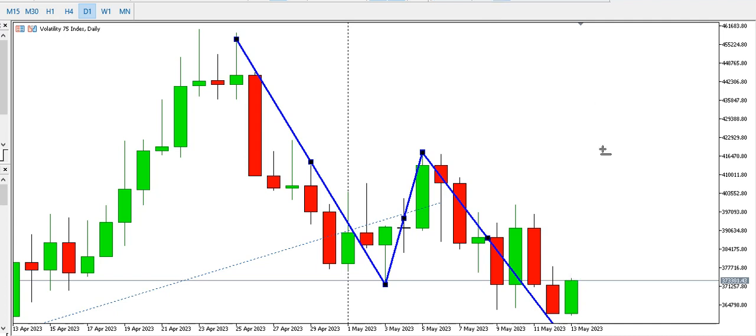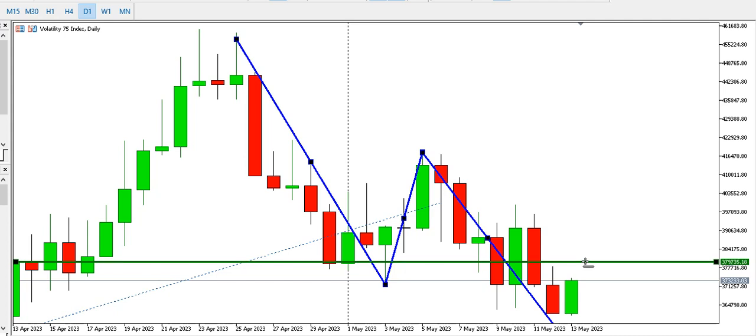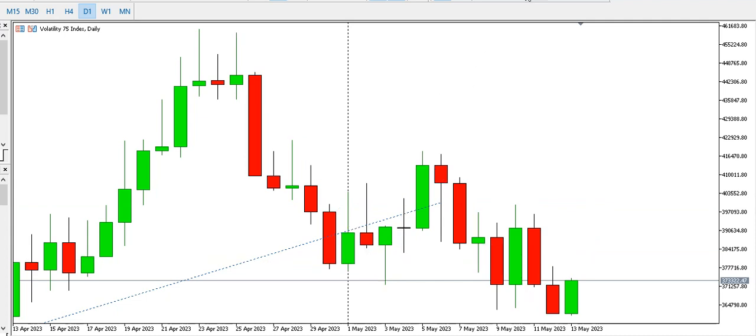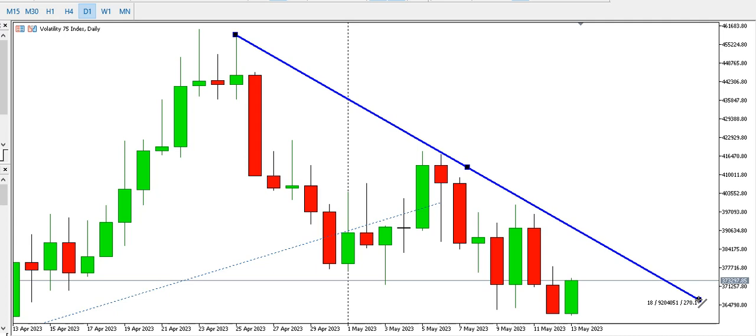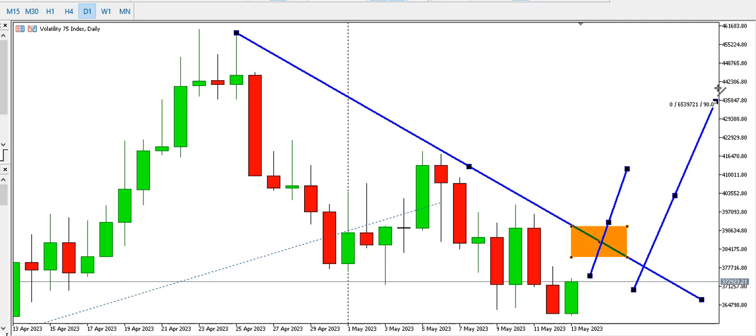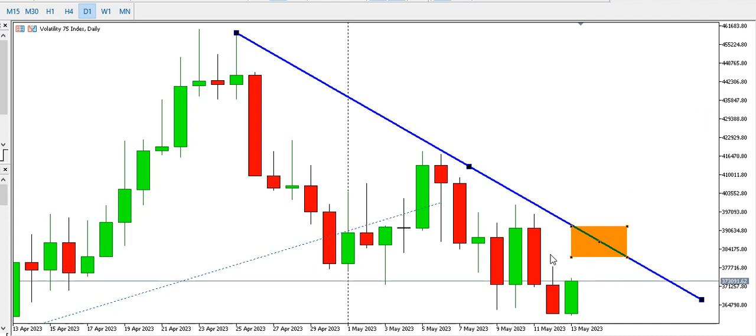If the buyers can push price above yesterday's high, and if we can close above yesterday's high, I'm talking about this high, then we can see price recovery to the previous highs around here. But it's still a downtrend on the daily time frame, unless this descending trend line is broken. If it gets broken, we might see price recovery to test the other blocks I mentioned earlier. That's that for the daily time frame.